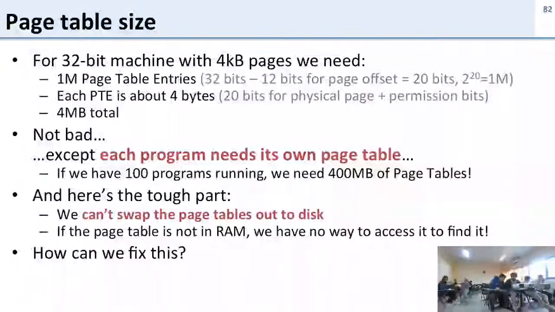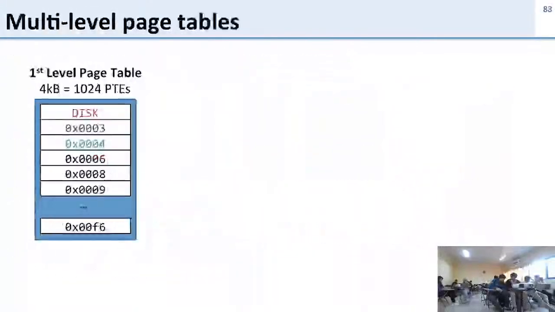So how can we fix this? Well, remember how we fixed the problems with memory in the first place? Remember what virtual memory did? Virtual memory was a level of indirection that we added, and we can fix this problem with more indirection. Let's take a look at that.